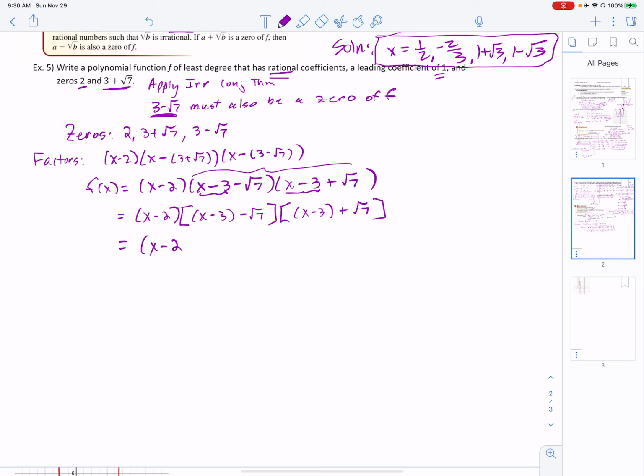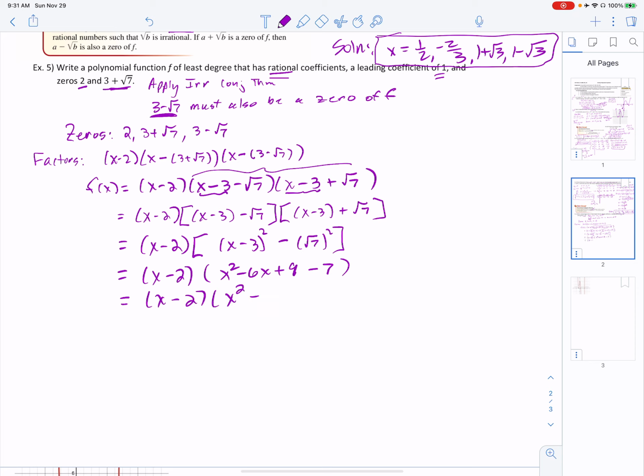But when I know that, then I can say, oh, these are going to multiply to be that a quantity squared minus that b quantity squared. And then show the step where you multiply that binomial, square it, multiply and double it, x squared minus 6x plus 9, and then minus the 7. So then we have x minus 2, x squared minus 6x plus 2.